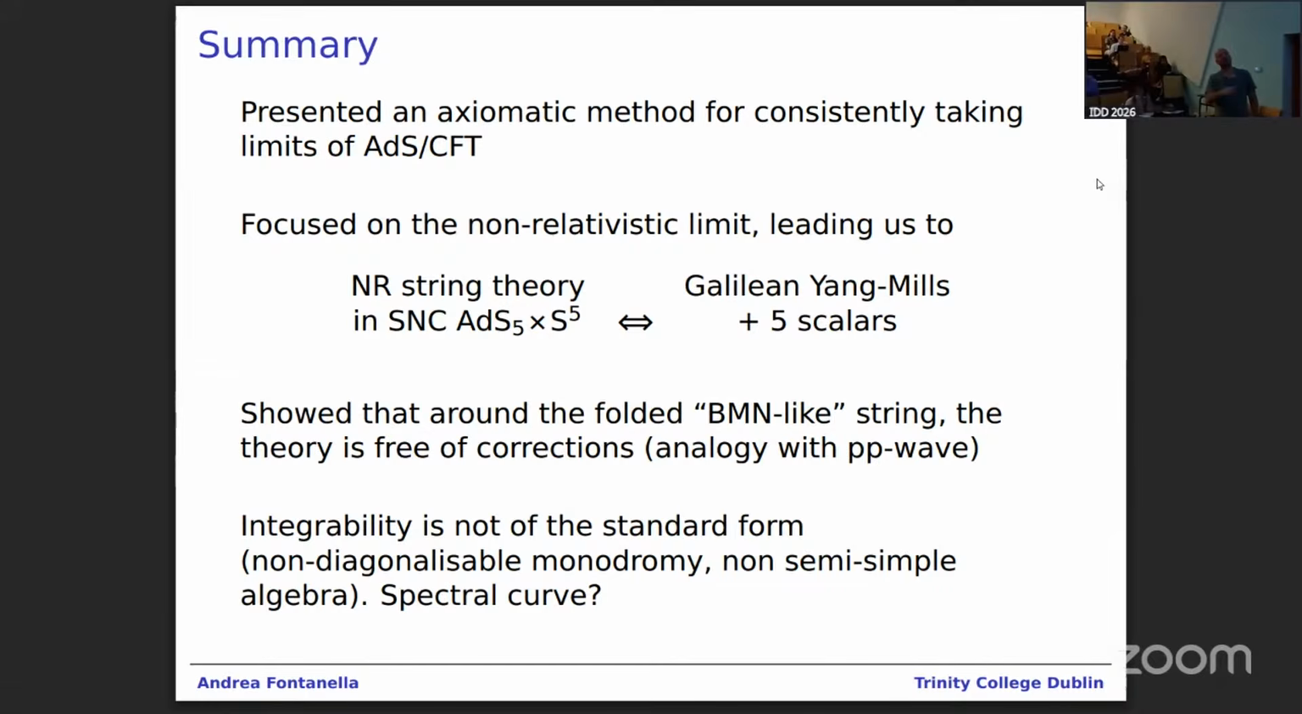theory with 5 scalars. So then we show that if you expand around the folded BMN string, the theory is actually free of corrections. So there is an exact result, and there is a very strong analogy with the pp-wave. And the integrability does not come up to be in the standard form because we have seen that monodromy matrices come up to be non-diagonalizable. You have to deal with a non-semi-simple Lie algebra, and the spectral curve is indeed still an open question.